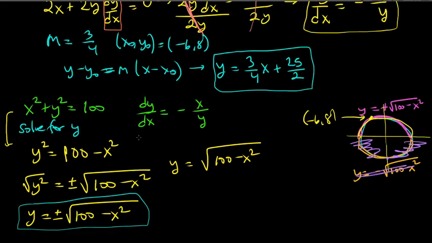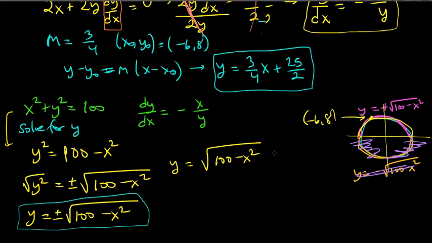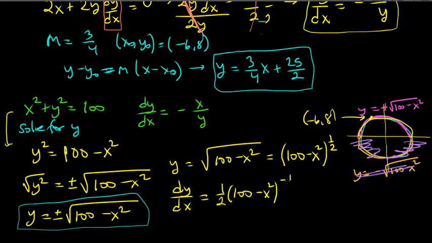Well, remember, we're looking for the derivative. We're looking for the slope of the tangent line. So now we just take the derivative of y the usual way. I'll rewrite this with the power 1/2. So now we take the derivative explicitly, just as we did in the last section. Of course, we do need the chain rule here. So this will be 1/2 times 100 minus x squared to the power negative 1/2, and then multiply by the derivative of what's inside the parentheses. In this case, 0 minus 2x, or just negative 2x.